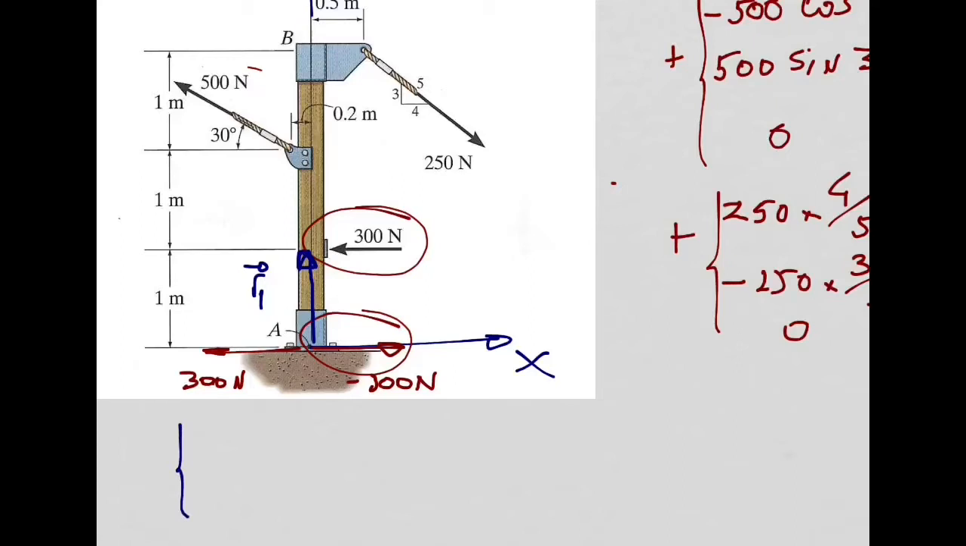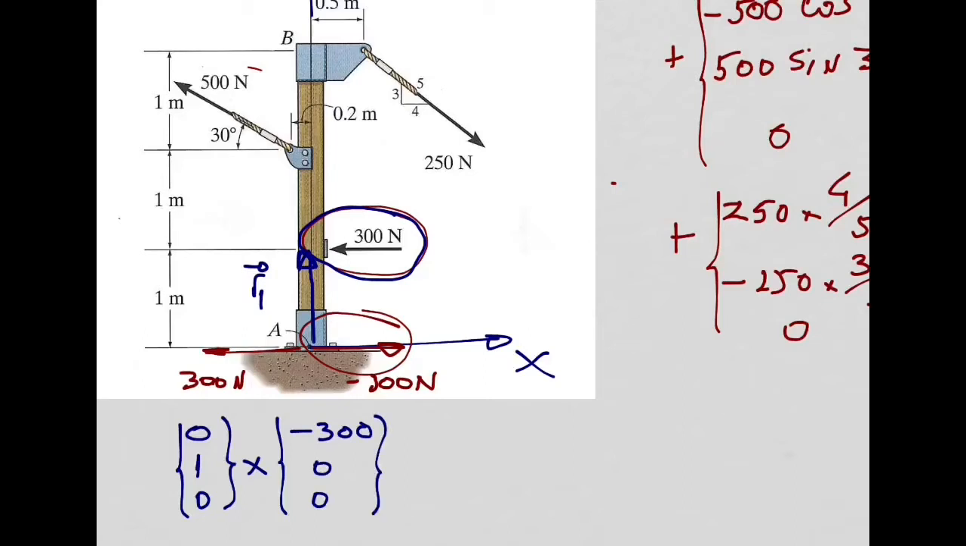What is the X component of this position vector? 0. What is the Y component? 1 meter. Z component, 0. And in order to have the moment produced by this couple, I need now to do the cross product of this with this force vector here, 300 newtons. What is the X component of this 300 newtons? Plus or minus? Minus. Y is 0, Z is 0. So this is the moment produced by these 300 newtons about point A.